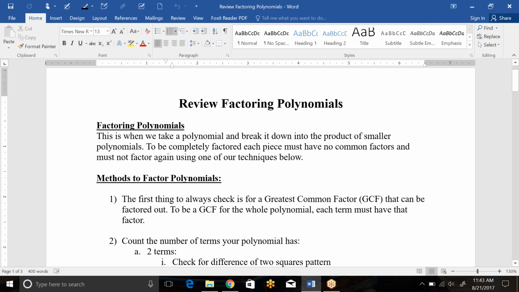So the first thing we always check, no matter how many terms we have, is for a greatest common factor. Remember, that is something that divides equally into each of the terms, and we will then pull that out. It's kind of like reversing the distributive property, but we are pulling it out or factoring it out. To be a GCF for the whole polynomial, each term must have that as a common factor.